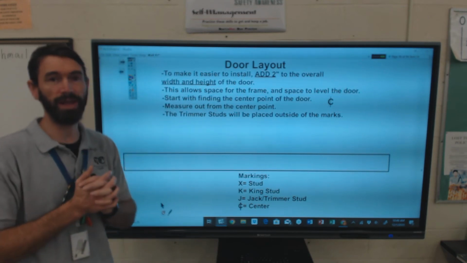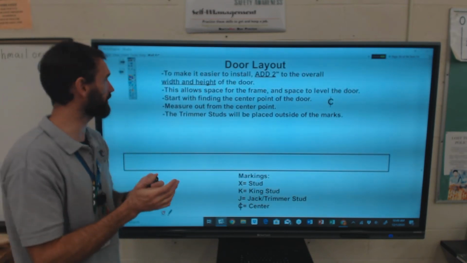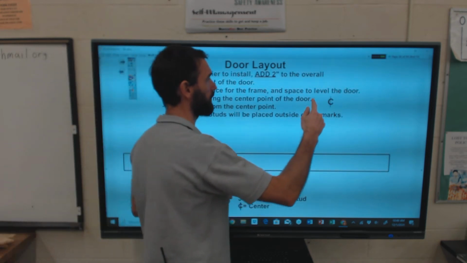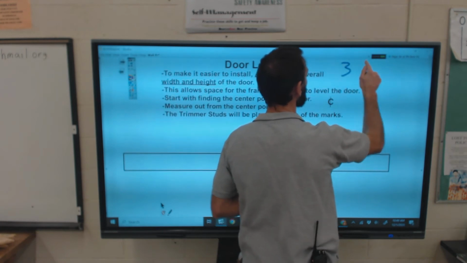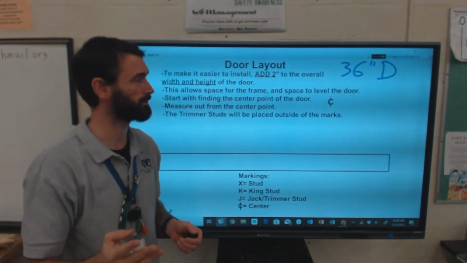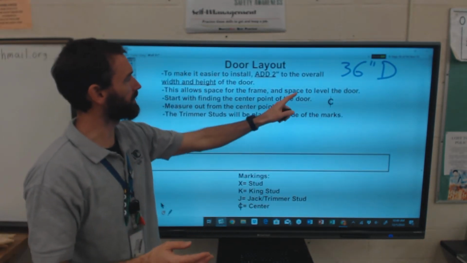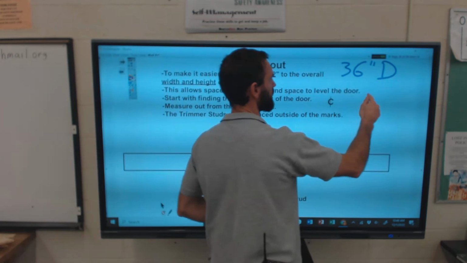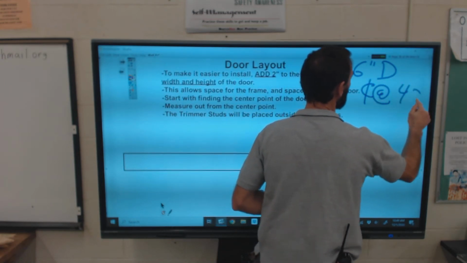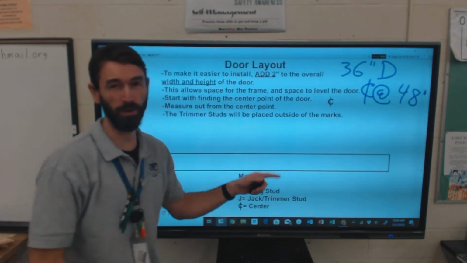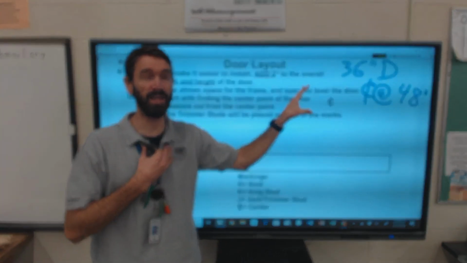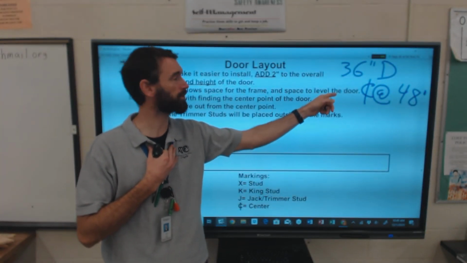Now, to do a door layout, you're going to need to know several different things. Number one, you're going to need to know the size of the door. So here's our door layout. We have a 36-inch door. We're also going to need to know the center mark of that door. It is going to be centered at 48 inches. That's supposed to be inches, okay? So whenever I give you a layout, I'm going to give you that information right there.